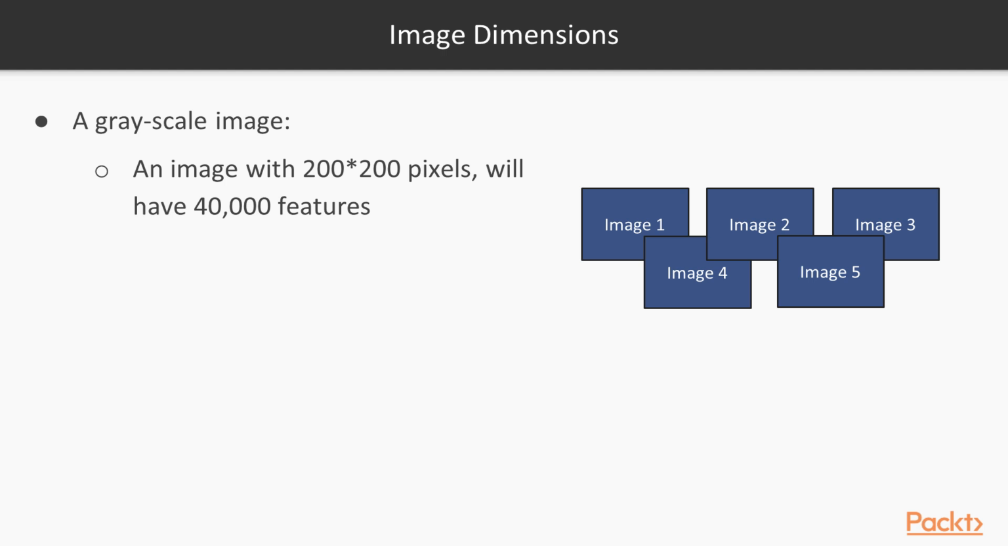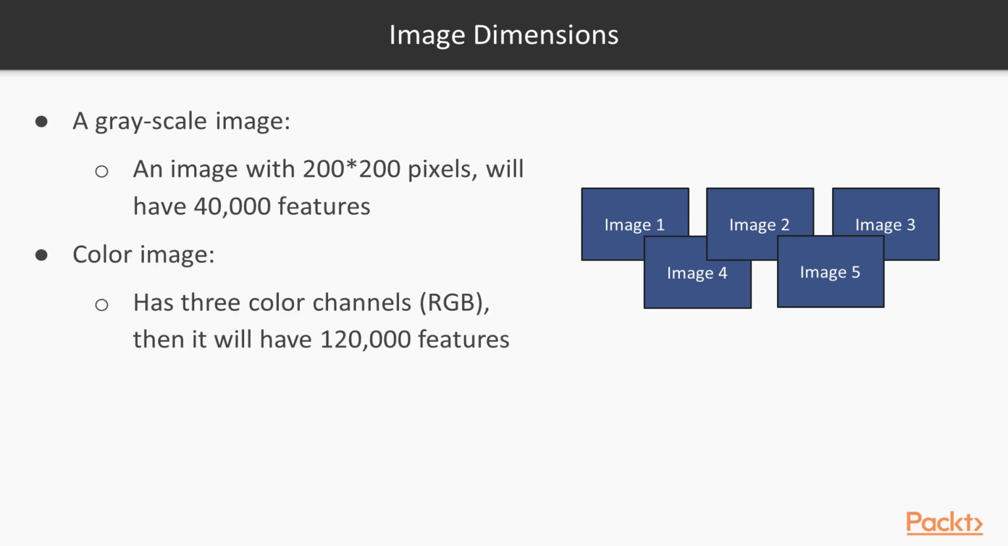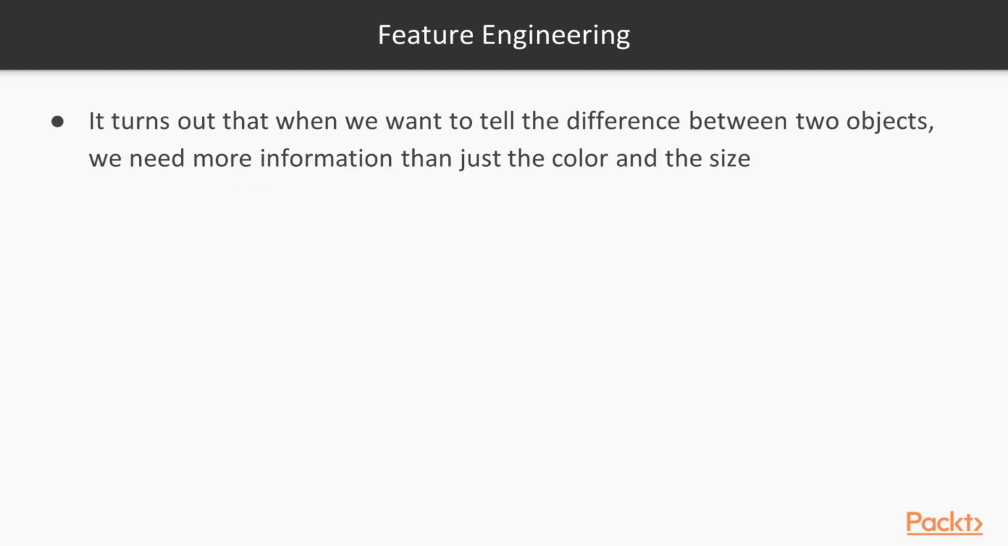The problem is every pixel provides information. As a result, it's a feature. Now when we take 200 pixels wide and 200 pixels high, this will give us 40,000 features for a grayscale image. Now because a lot of images come in as color images, we have 3 color channels, red, green, and blue. Essentially, this 200 by 200 pixel image would have an outstanding 120,000 features. Turns out that when we want to tell the difference between 2 objects, we need more info than color and size. So, feature engineering comes in.